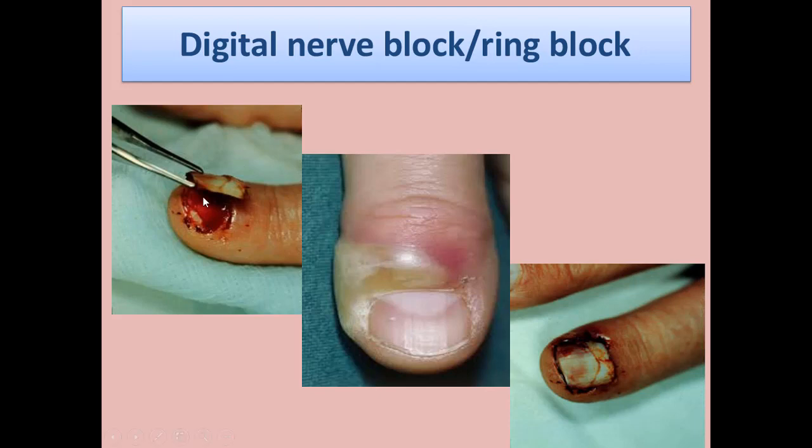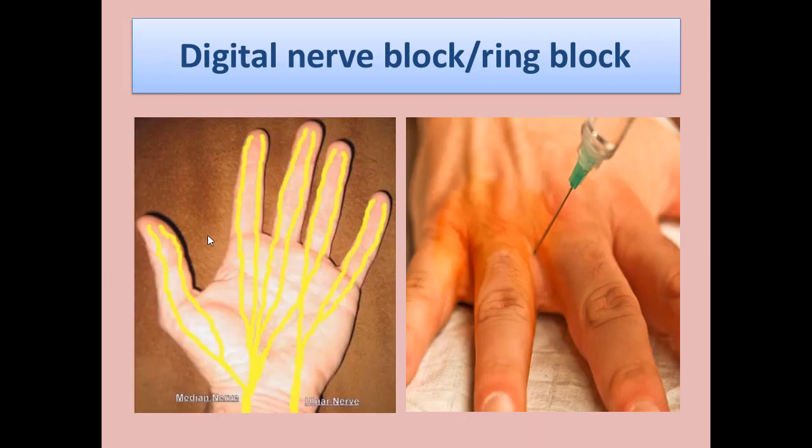Okay, for example, if we have to remove the nail, this is the traumatized nail, I can use the digital nerve block. So you can see here how the digital nerves are supplied: for each digit there are 2 digital nerves. Okay, that means if I have to anesthetize a single finger, I have to infiltrate the local anesthetic on either side of the finger. Okay, and in this we can use 1 to 3 cc of local anesthetic, 1% or 2%.